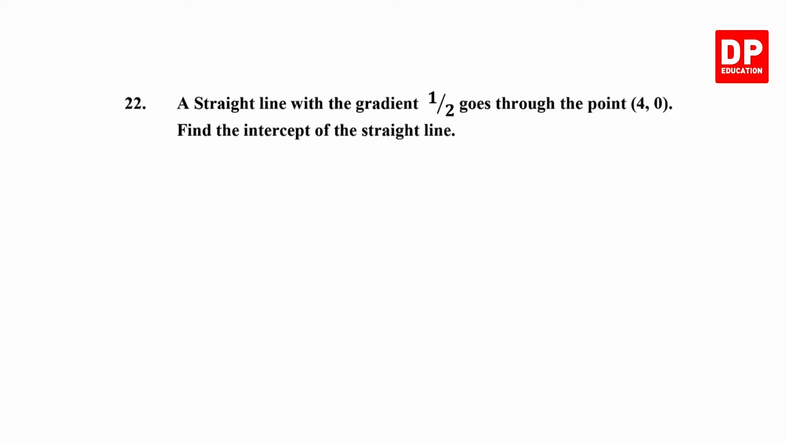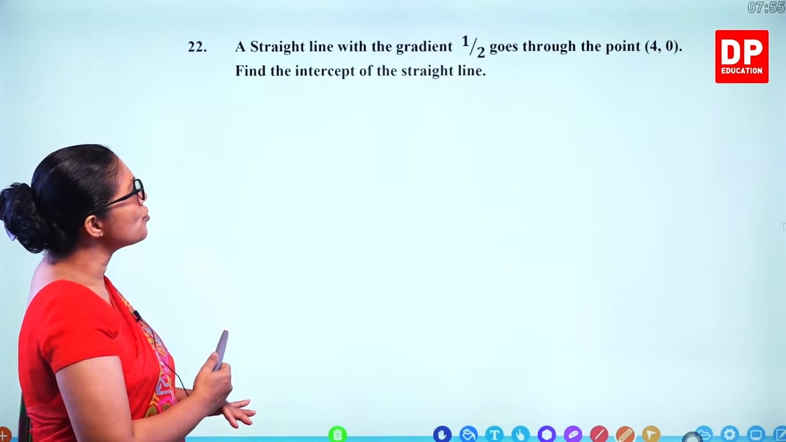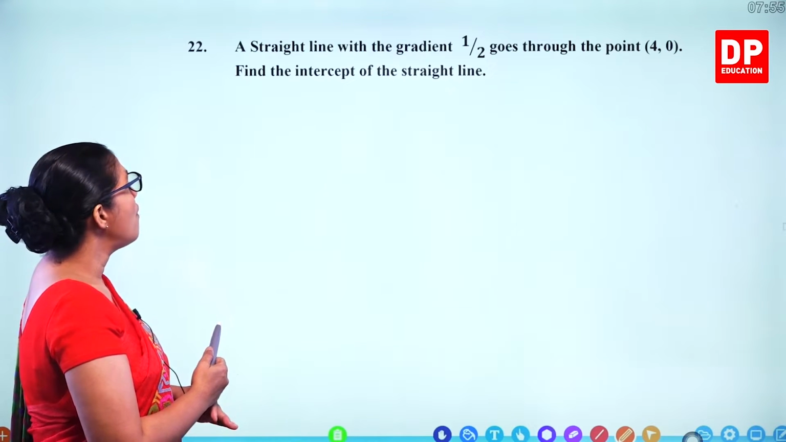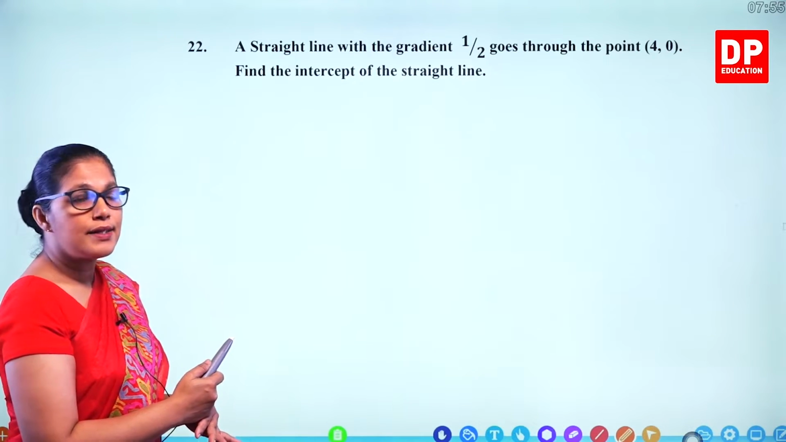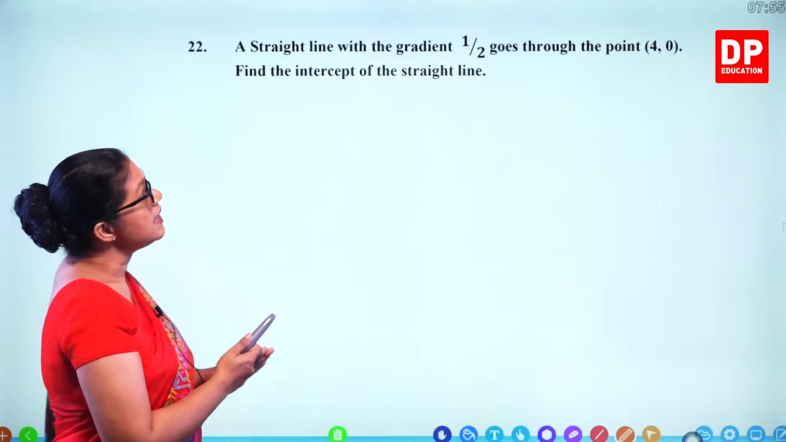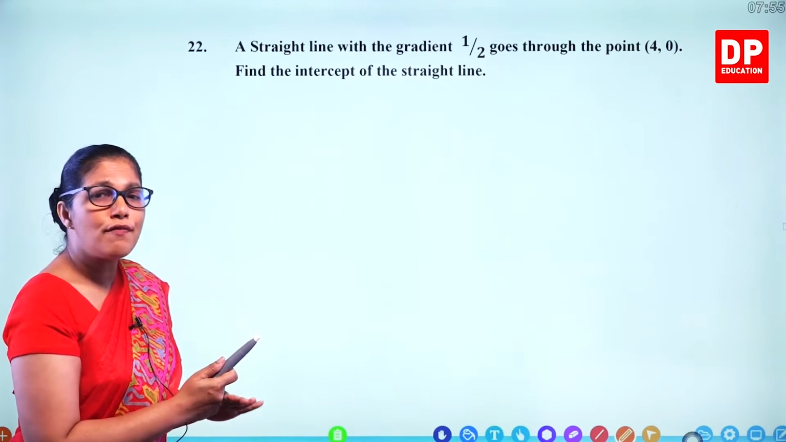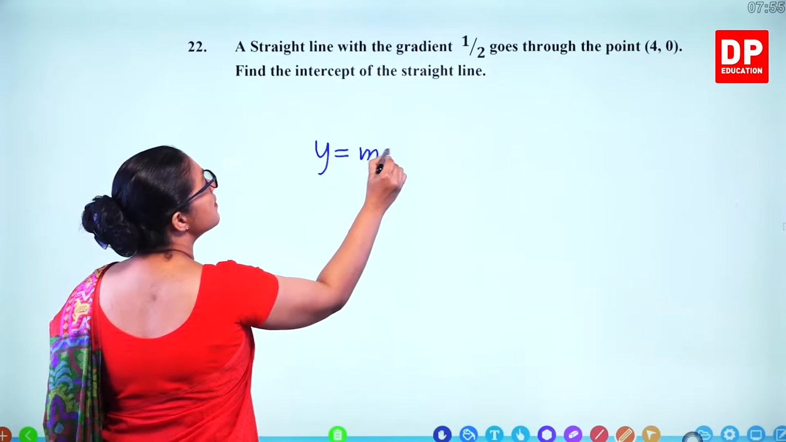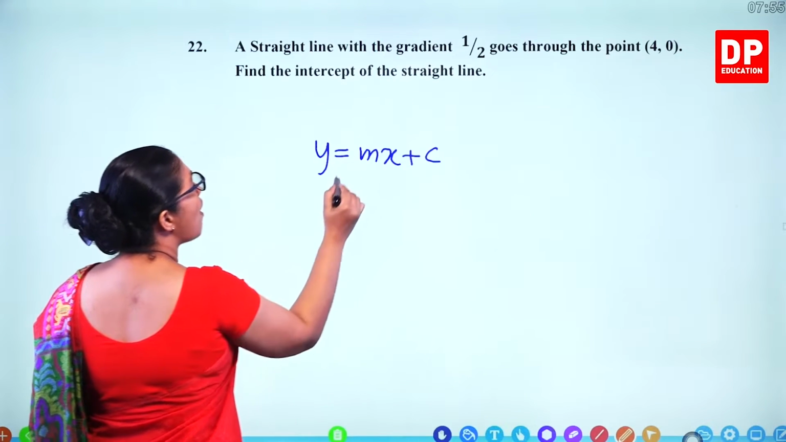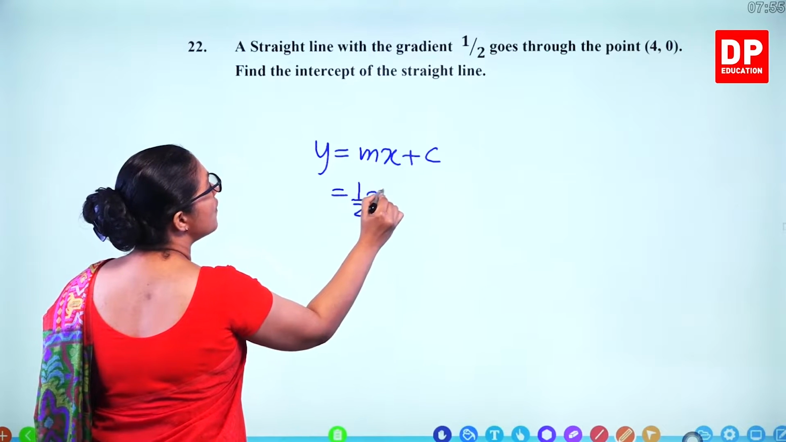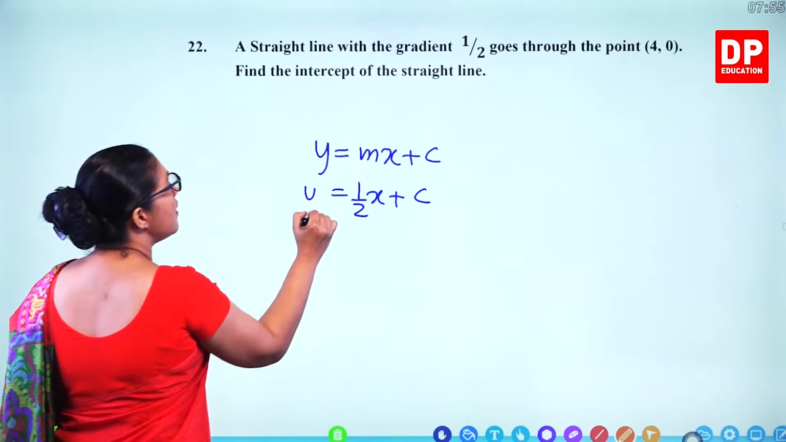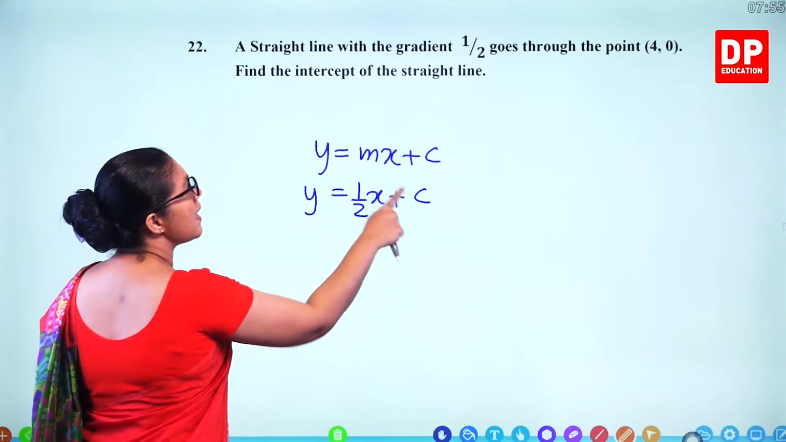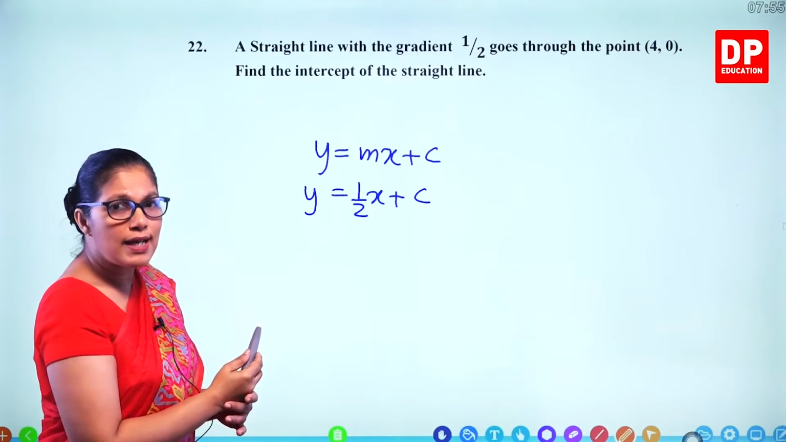Question number 22. A straight line with the gradient half goes through the point (4, 0). Find the intercept of the straight line. So the gradient is given. What's the general form of a straight line? y equals mx plus c. m is half. Half x plus c is y. We need to find c. That's the y-intercept of a straight line.